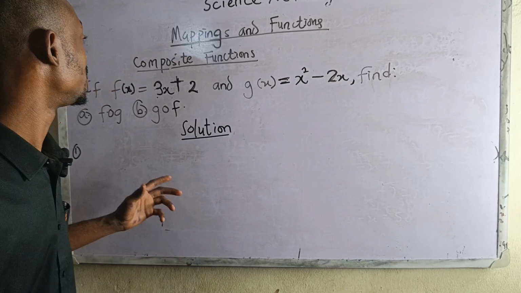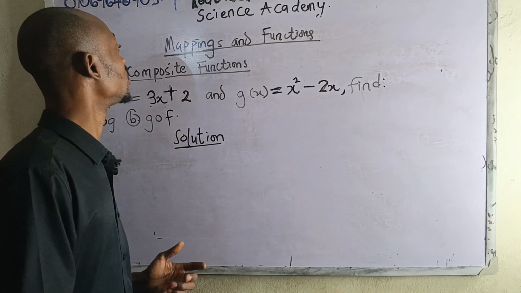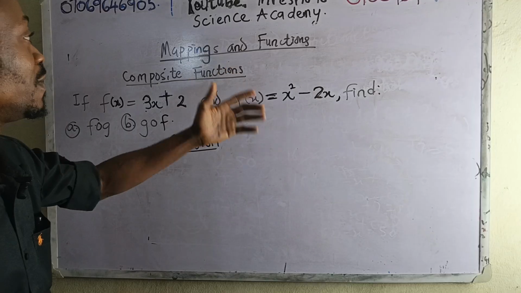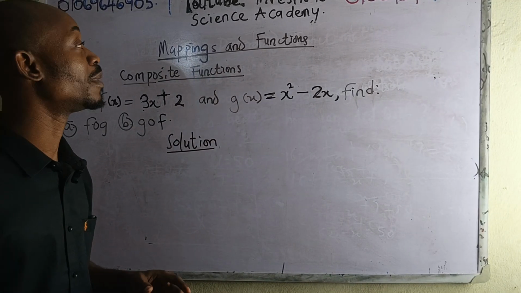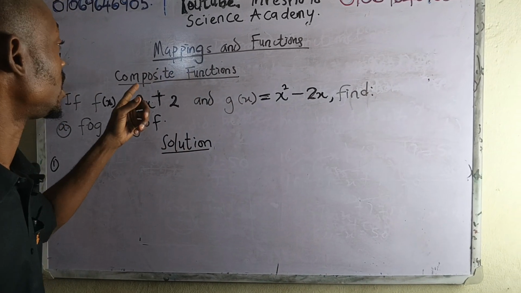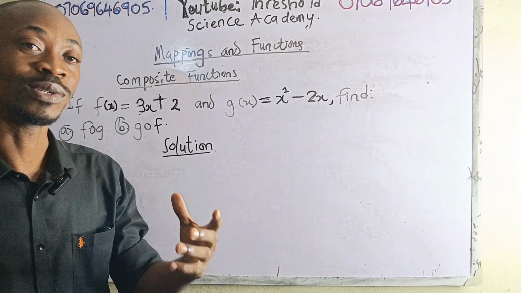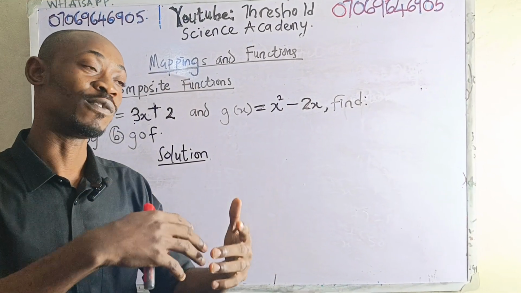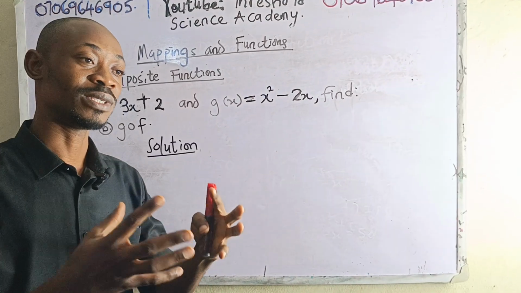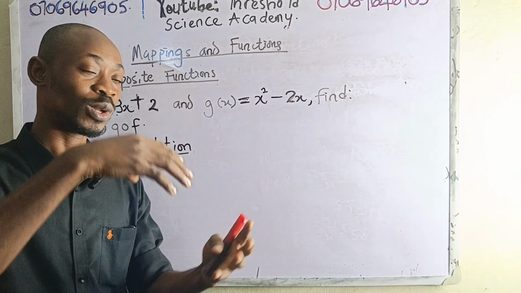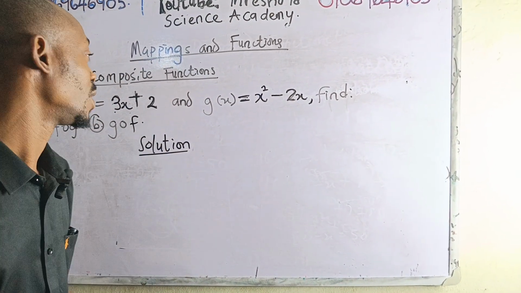Hello guys. So this time around we are considering questions on mappings and functions, and the subtopic under mappings and functions we are considering today is composite functions. What are composite functions? These are functions that are contained inside another function, or functions that are taken wholesale and plugged into another function. All right.